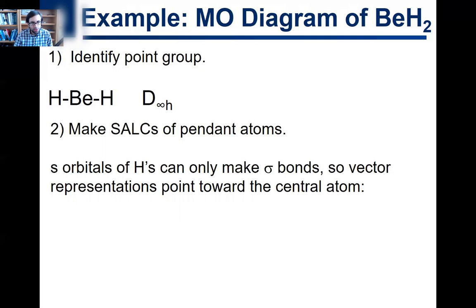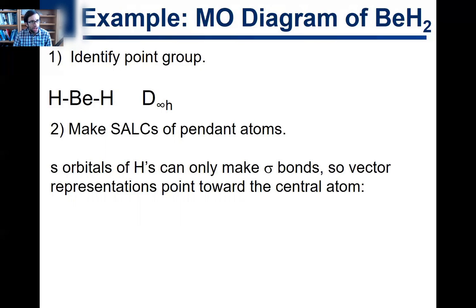Now, s orbitals can only make sigma bonds. In order to make a pi bond, you have to have two sets of lobes interacting, right? We went over that definition of a pi bond. A delta bond, you need 4 sets of lobes. Phi bond, you need 6 sets of lobes. S orbitals have only one lobe, so the only sort of bond they can make is a sigma bond.